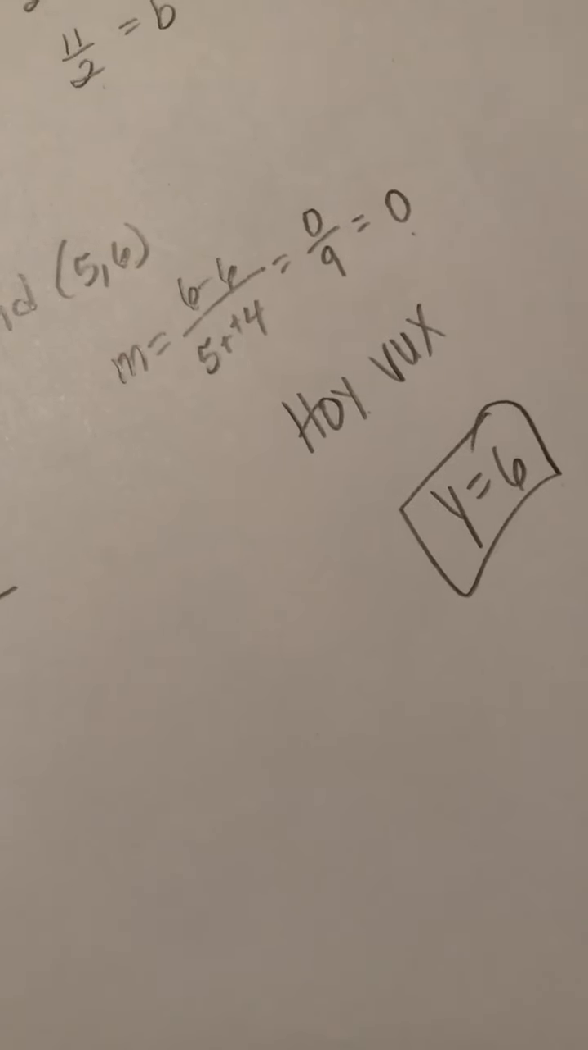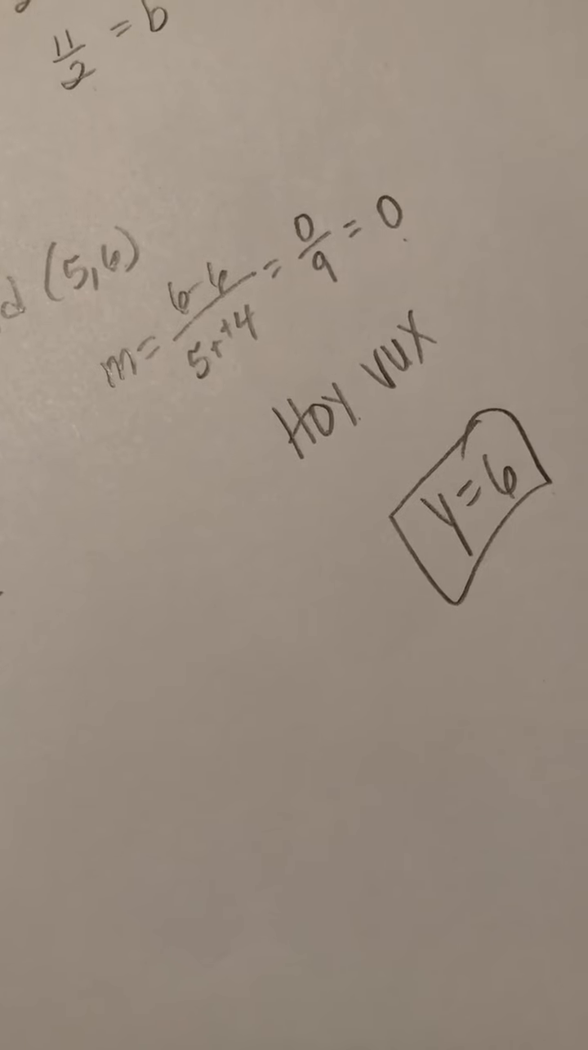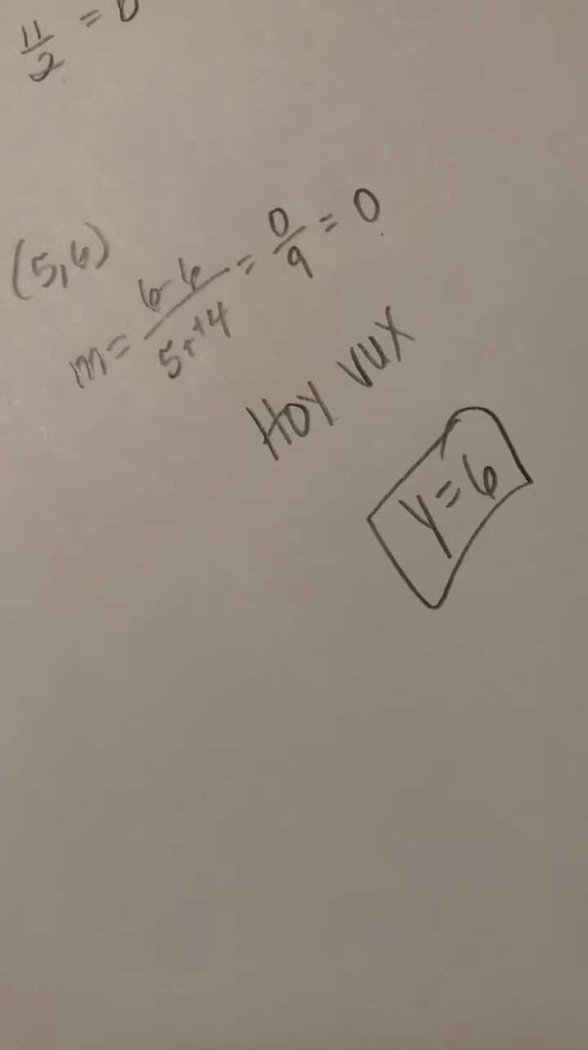That is all the notes for writing the equation of a line through two ordered pairs. Please let me know if you have any questions.